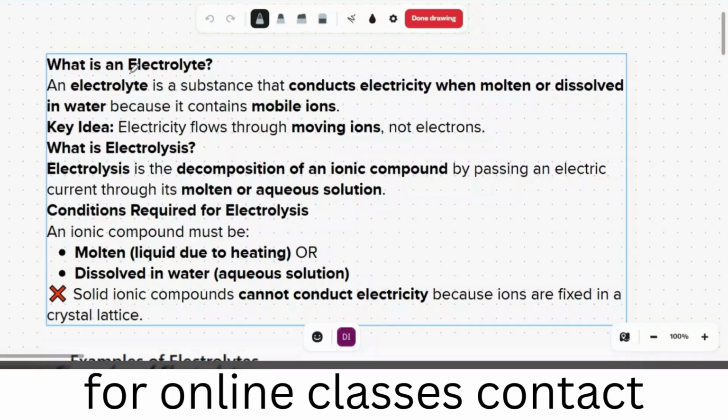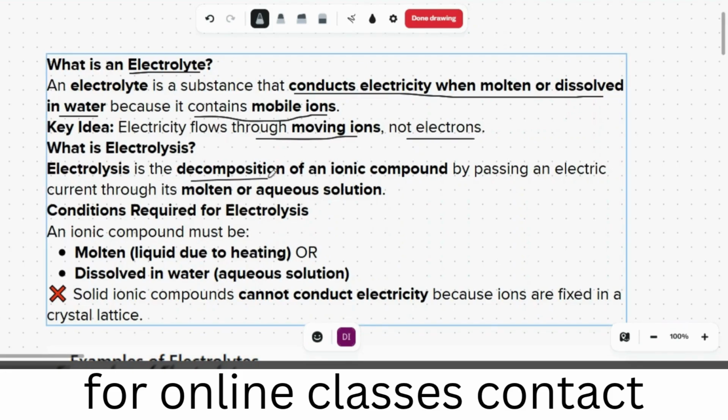Today we are going to talk about what is an electrolyte. An electrolyte is a substance that conducts electricity when molten or dissolved in water because it contains mobile ions. Key idea: electricity flows through the moving ions, not electrons. Okay, in electrolysis. So what is electrolysis?